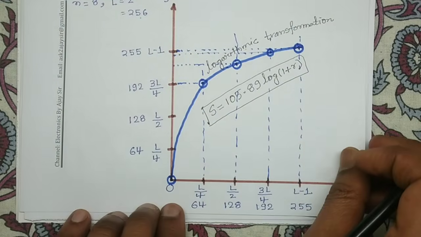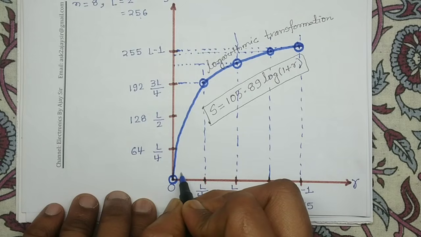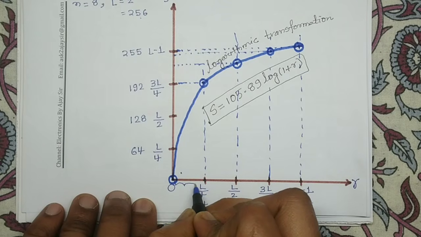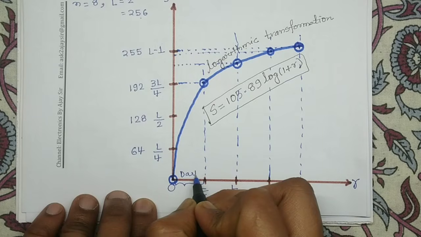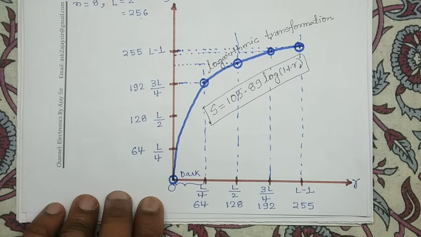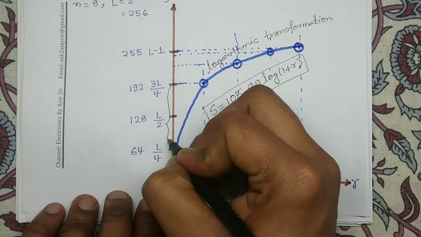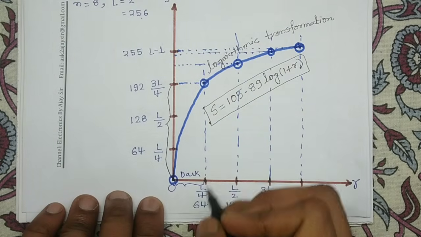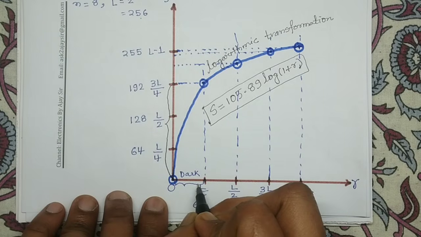So in the graph, you can see 0 to 64 represents this region. This is nothing but my dark region. It is expanded to 0 to 192. So in logarithmic transformation, we are expanding the dark pixels.